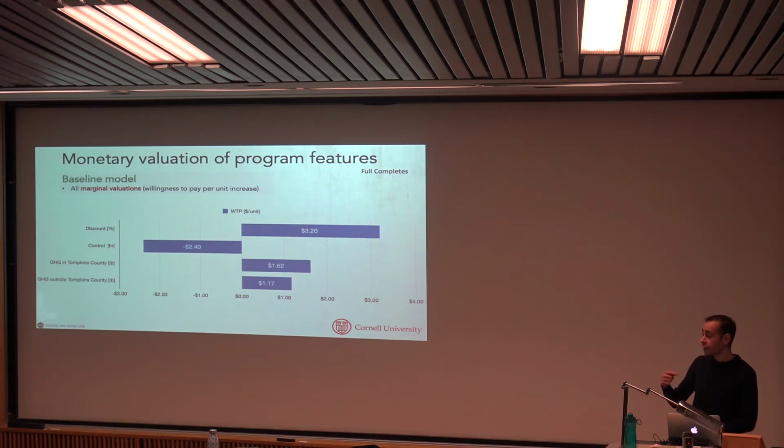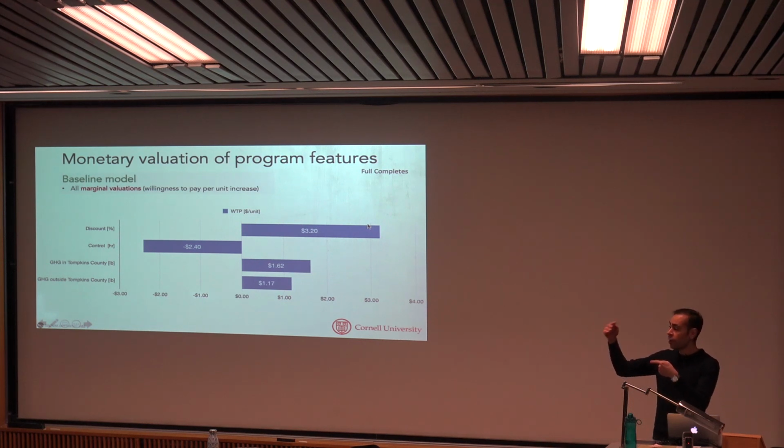So basically, if they decide to opt in, and let's say the discount, so this is a marginal valuation, if the discount is 1% higher in a program that I'm offering, then people are willing to pay on average $3.20 more as an annual fee for that additional 1% of the discount. So everything is marginal.